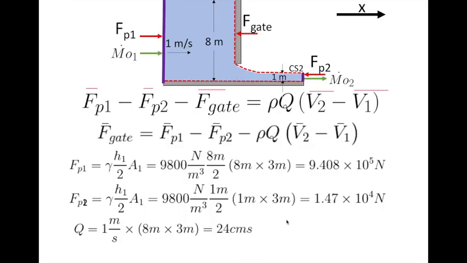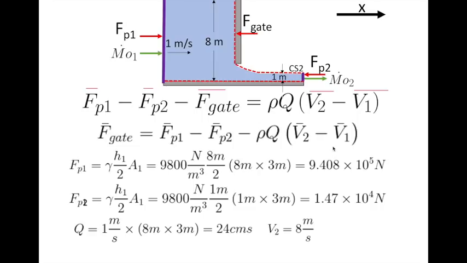Okay, so I think I have 24 cubic meters per second moving through this system. With that, I can also calculate what my velocity is at point 2. I can also just see it intuitively. If I go from 1 meter per second at 8 feet deep to 1 meter deep over here, I've got to have a velocity of 8 meters per second below my sluice gate. Okay, so now I believe I have all the terms that I need.